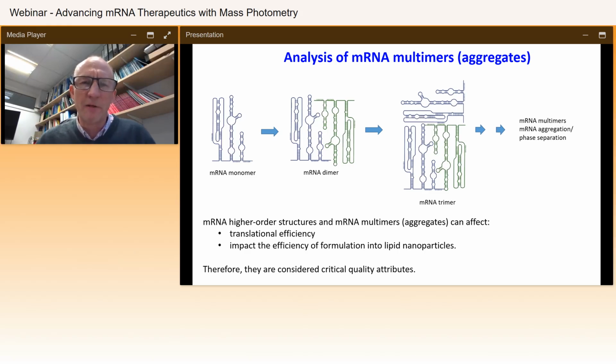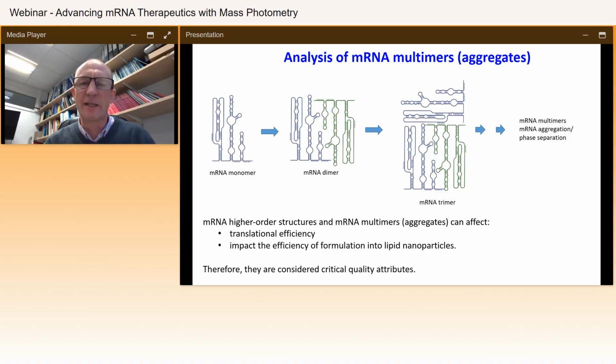Okay, so in the final part of the presentation today, I'm just going to talk you through some of the recent work that we've looked at developing new and novel techniques to look at mRNA multimers or mRNA aggregates. So I'll first discuss what we mean by mRNA multimerization and mRNA aggregation, and why it's a challenging critical quality attribute that we need to measure and monitor.